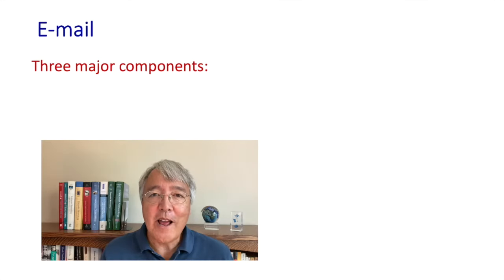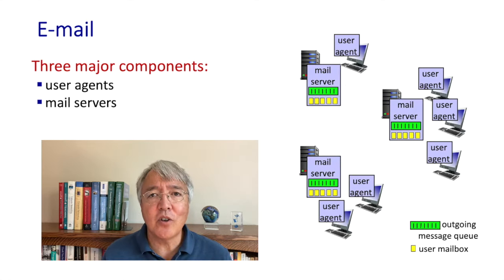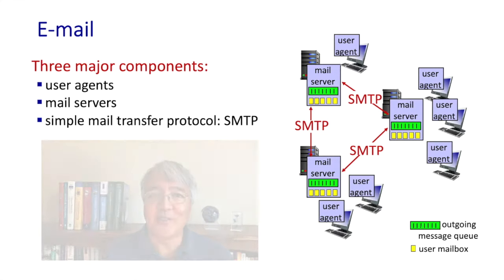Well, as a distributed application, email has three components. First, there's the user agent, the mail client, if you will, that you use as a user. Then there are the email servers, equivalent to the HTTP servers. And finally, there's the SMTP protocol, Simple Mail Transfer Protocol, for moving messages around to and from servers.